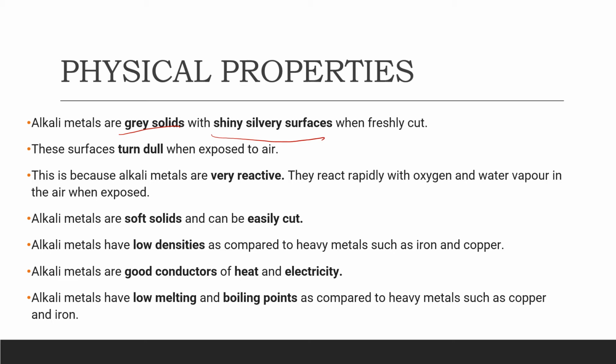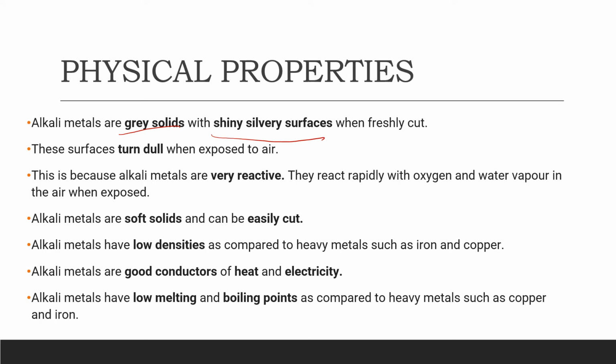Next, alkali metals are soft solids and can be easily cut. As I told previously, they are so soft that you can cut them with a knife easily. They have low densities as compared to heavy metals such as iron and copper. They are good conductors of heat and electricity. Alkali metals have low melting and boiling points as compared to heavy metals such as copper and iron.